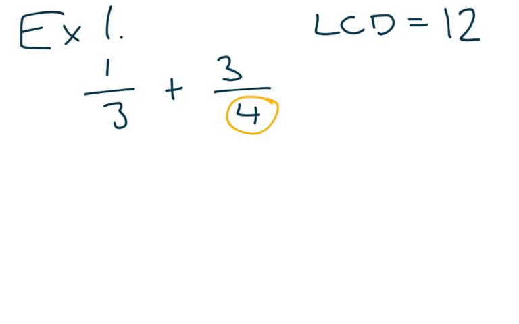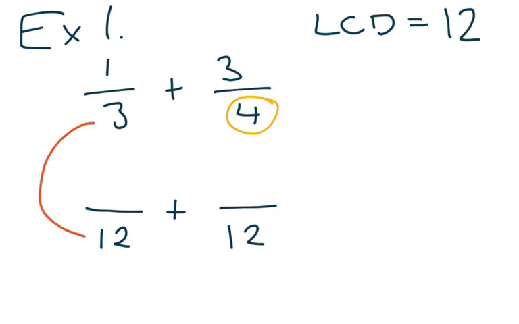So what we do next is we need to change both of these fractions to something out of 12. And what we have to work out is, what did I do to the 3 to get to 12? I multiplied it by 4. So whatever you do to the bottom of a fraction, you have to do to the top of the fraction. So we do 1 times 4, which is 4. And we do the same to the other side.